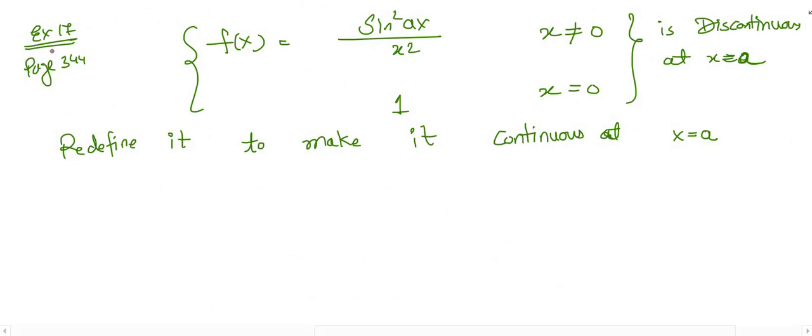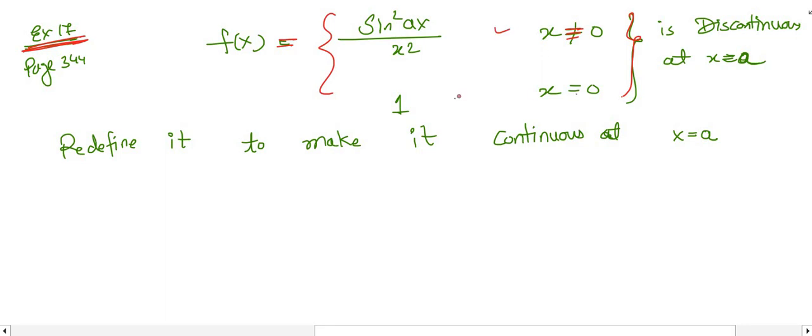This is example 17, which is very important. They have given f(x). This is the function, please write it down. This is the definition of the function: when x is not equal to 0, it is this, and when x is 0, it is 1.